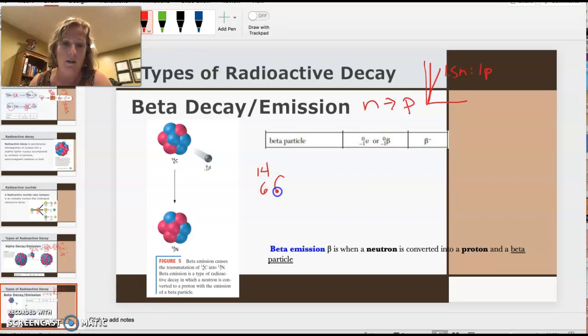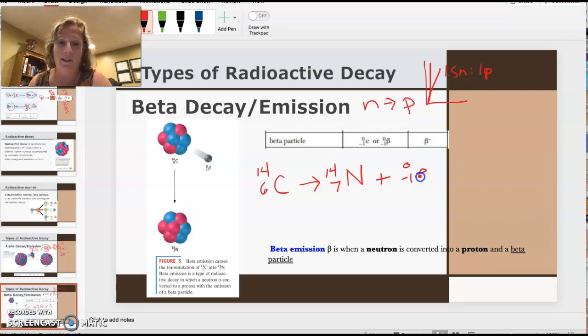So when you see beta, for example carbon-14, it will decay or emit that beta particle and become nitrogen. When they do carbon-14 dating, by the way, they're looking at how much carbon-14 still remains, and you can also look at how much nitrogen is in the sample. So then that leaves us with the beta particle.